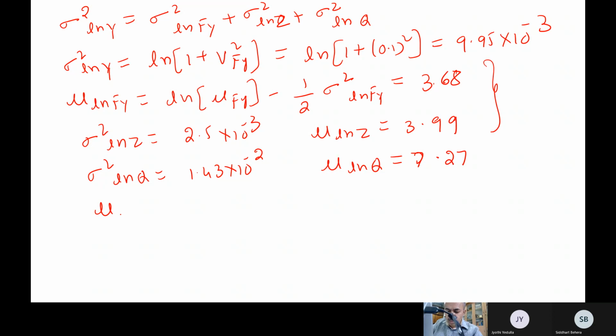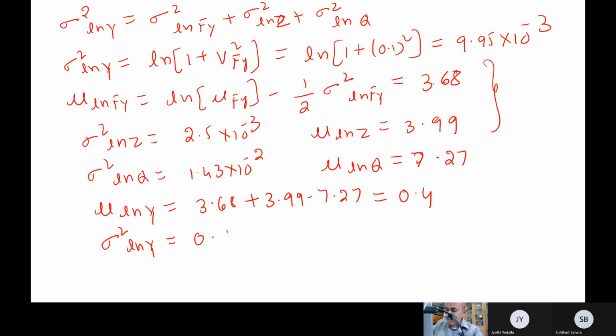So now the mean of log y turns out to be 3.68 plus 3.99 minus 7.27, which is 0.4. And sigma square of log y we can also calculate: you sum up all those individual variances, and this turns out to be 0.0268. This is the variance, actually. The standard deviation of log y is the square root of this expression, which turns out to be 0.164. So this is what we have to calculate.